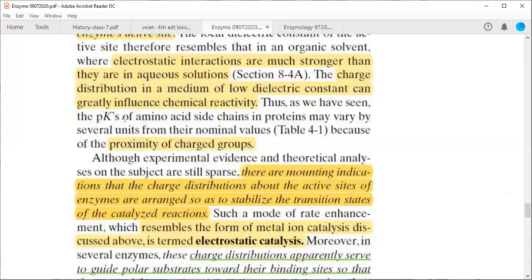We also know that in amino acids the pK values are very important in proteins, and may vary by several units from their nominal values. This is because the pK values of amino acid side groups are affected by the proximity of charged groups about them. There are mounting indications that the charge distributions about the active site of the enzyme are arranged so as to stabilize the transition state of the catalyzed reactions. Some amino acids present at the active site have side groups that are arranged in such a way that the transition state can be stabilized in the catalyzed reactions.